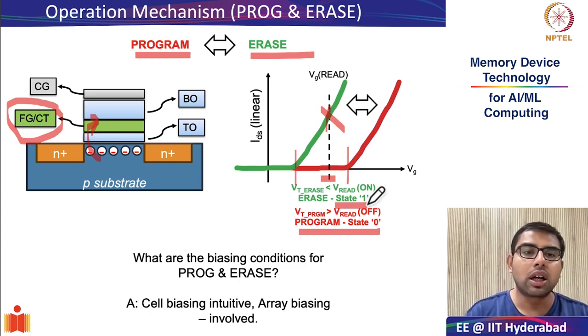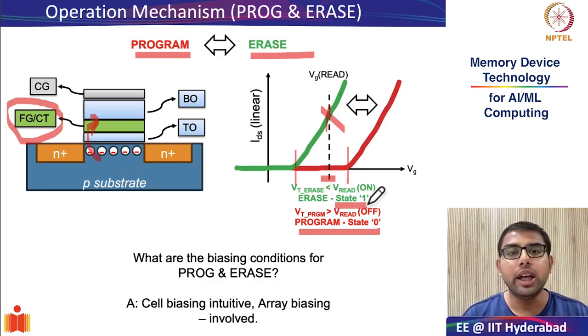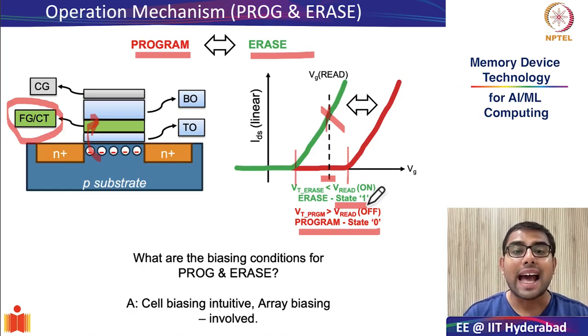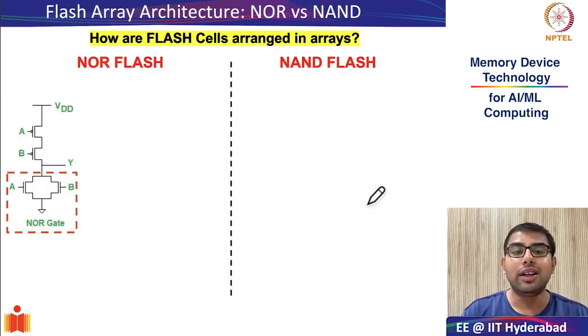Okay. We also saw that it might be easier at this stage to cover the biasing mechanisms for both program and erase operation. However, if we have a clearer understanding of the array level architecture which is used in flash technology, it might be more valuable to see how program and erase is facilitated at the array level. So let us begin our journey by asking the question, how are these flash cells arranged in arrays?